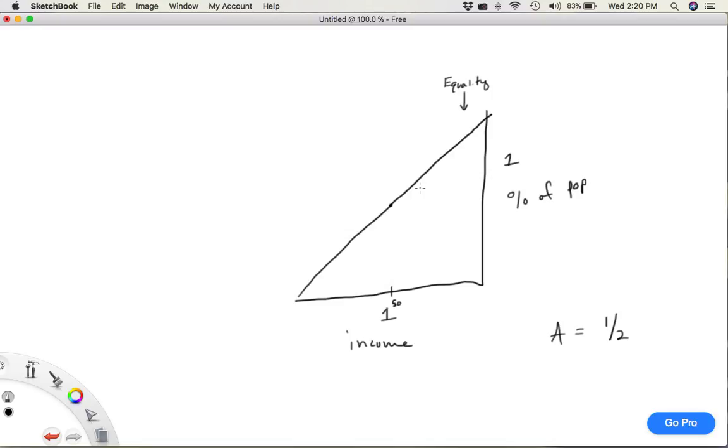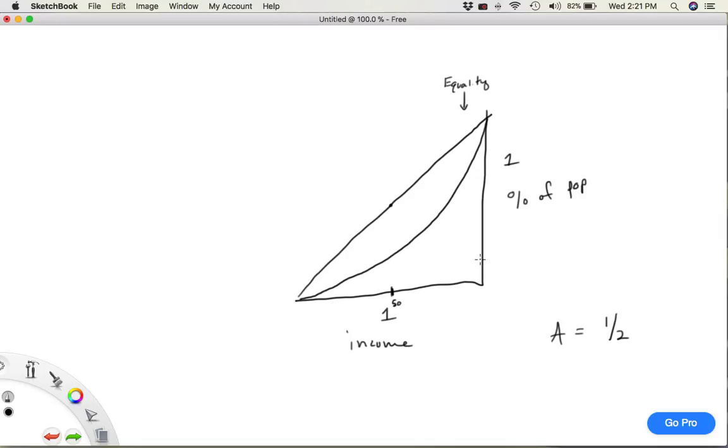Then we have our Lorenz curve. And our Lorenz curve shows us what is actually going on, and it usually looks something like this with various curvatures, right? So this 50% of the population ends up with a little less than 50% of the income, so on and so forth. So this little curve, depending on its curvature, tells us how the income is distributed throughout the population.